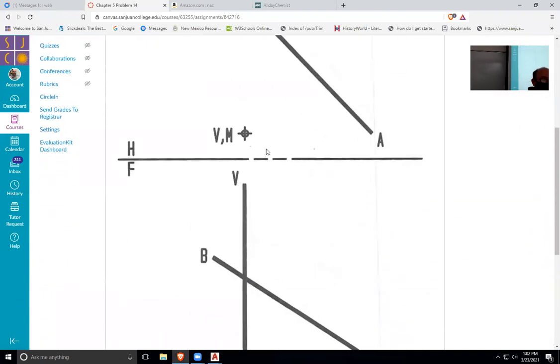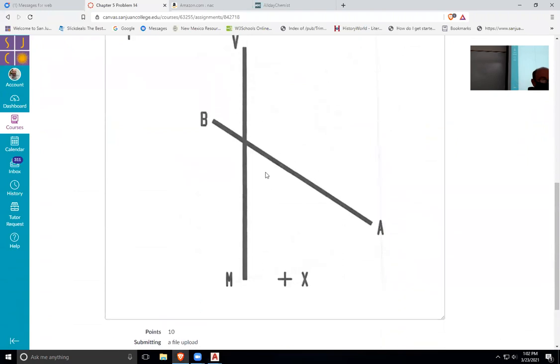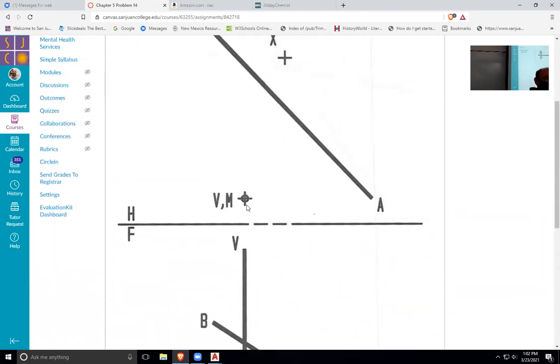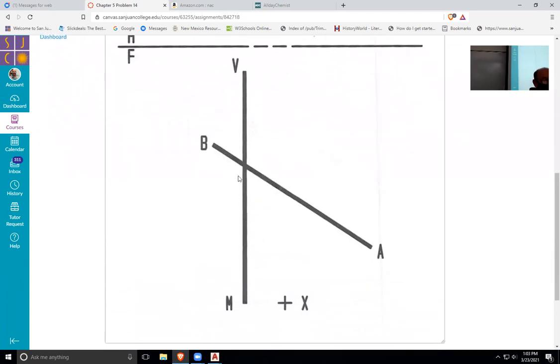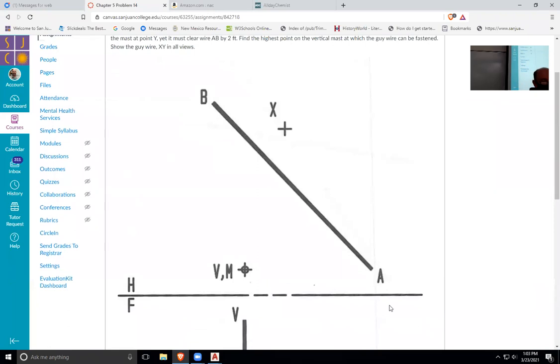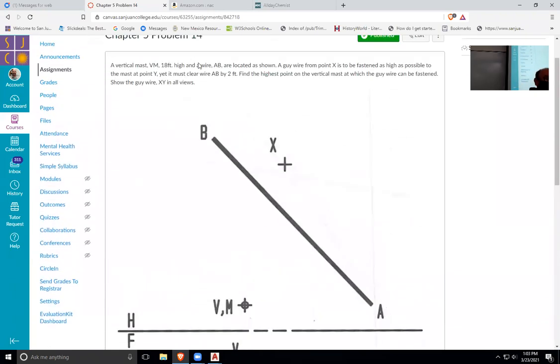Okay, so you have a vertical mast in the front view, VM, which I guess stands for vertical mast, and it's shown in point view in the top view, which makes sense. So it's in true length in the front view. We also have point X and line AB. VM is 18 feet high. We'll scale that when we get to AutoCAD. AB and the vertical mast are located as shown.